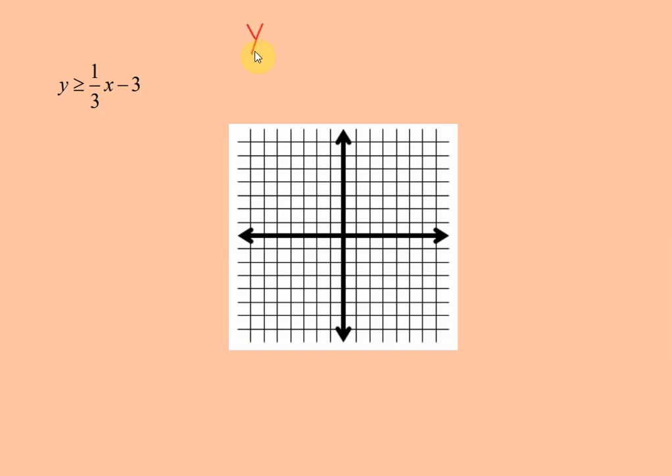Slope-intercept form is y equals mx plus b. And when we have an equation in that form, the m represents the slope of the line and the b is the y-intercept. So let's pull those out of this inequality. Like I said, it's already in that form, so we just need to pull out the information. The slope of this line is 1/3, and the y-intercept, which is represented by b, is -3.